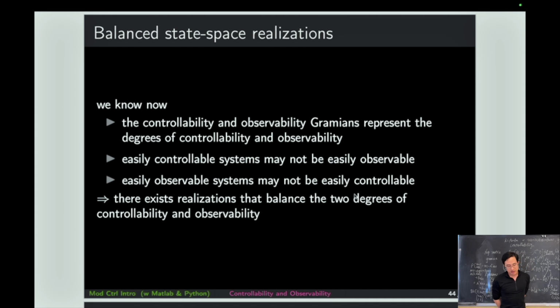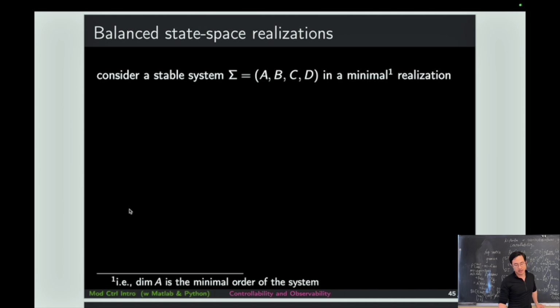Then people started thinking, can I have a balance between these two? Can I avoid being too extreme on one end, either on the controllability end or the observability end? Can I have some systems that have balanced controllability and observability? This is the theory of balanced realizations. So let's see how we can do that.